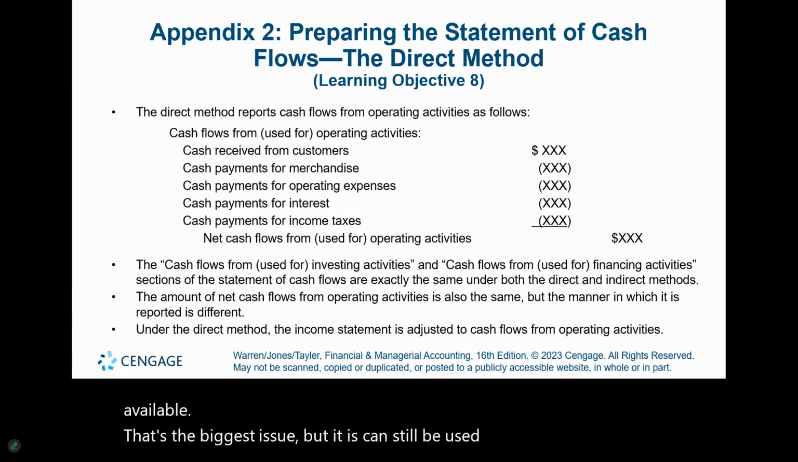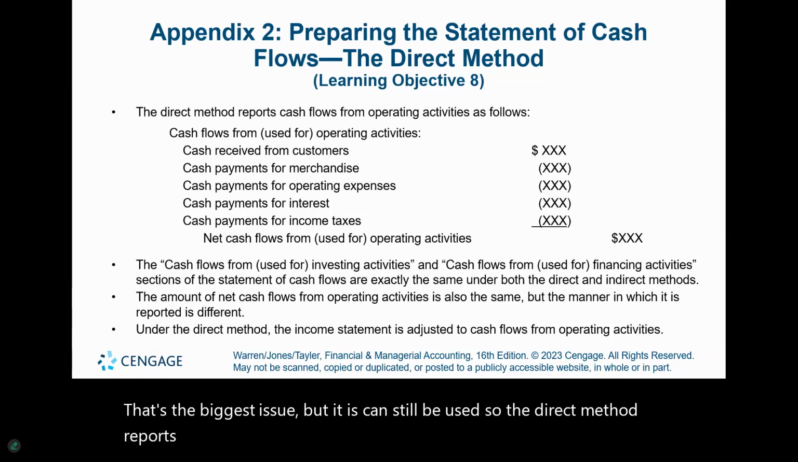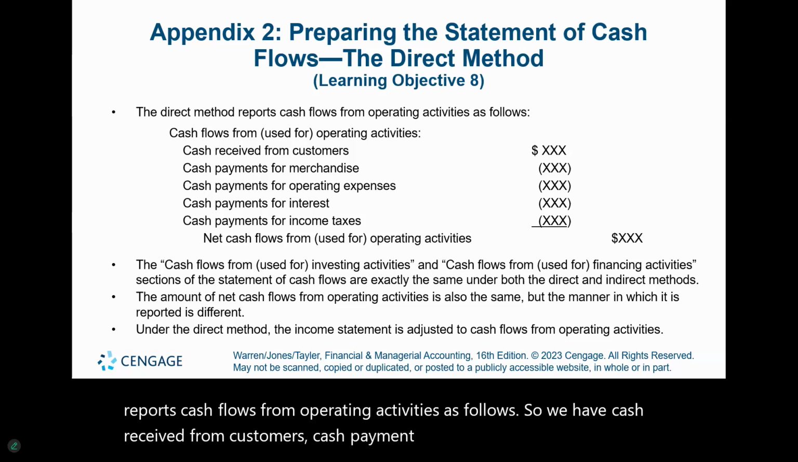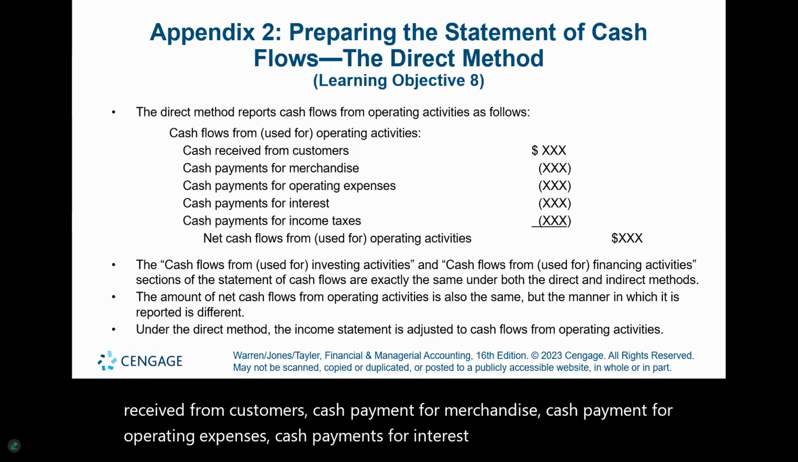So the direct method reports cash flows from operating activities as follows. We have cash received from customers, cash payment for merchandise, cash payment for operating expenses, cash payments for interest, cash payment for income taxes.